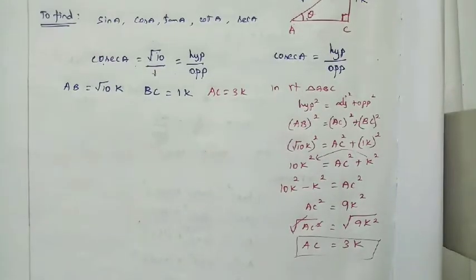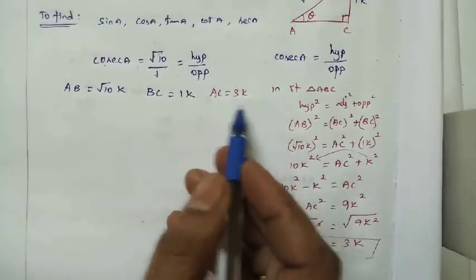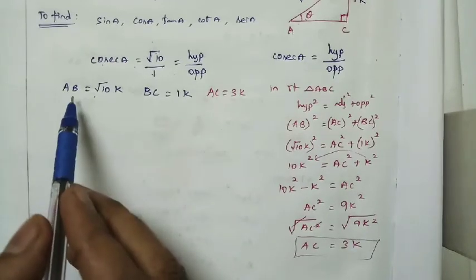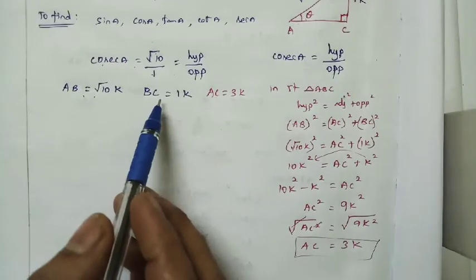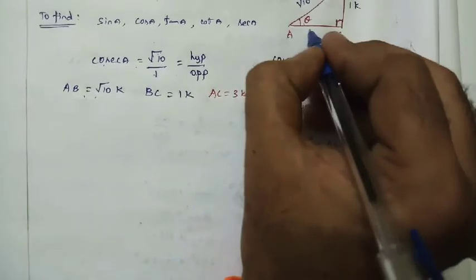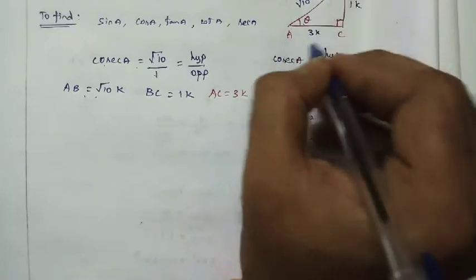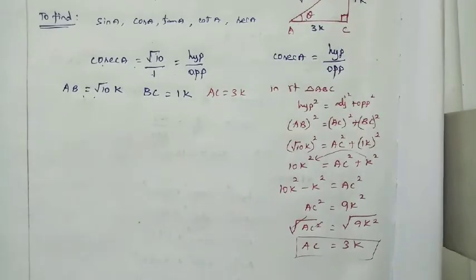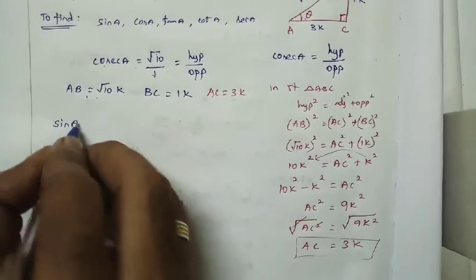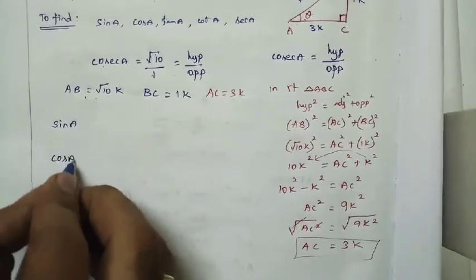Now we know all the sides: adjacent, opposite and hypotenuse. Hypotenuse is root 10K, opposite side BC is equal to 1K, and the adjacent side is 3K. We know all the three values. Now, what do we want to find? We want to find all the remaining 5 trigonometric ratios. So we can write sin A. Next we want cos A.